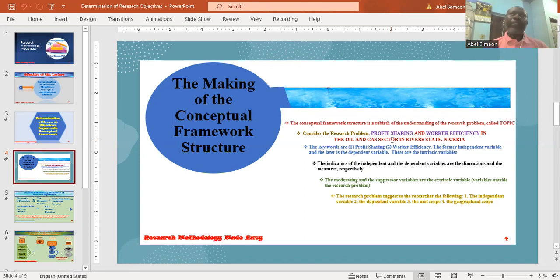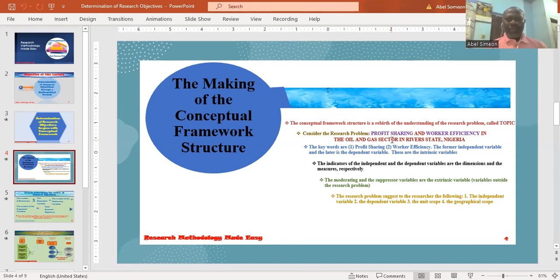Because when you share the profit, workers will want to do more. They want to increase their efficiency. They want to love the company more, and they put in all their effort. So work efficiency becomes a dependent variable upon profit sharing, which is the independent variable.